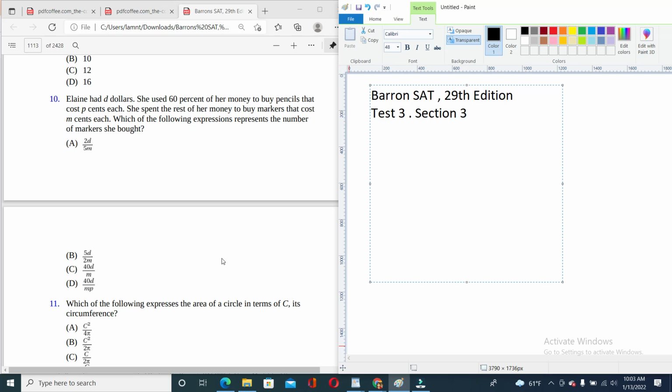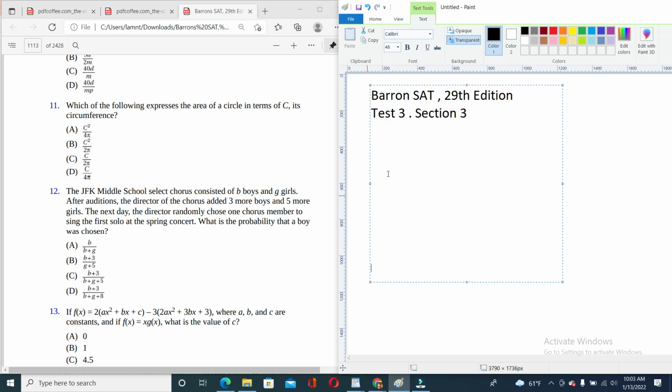So today we're gonna keep examining questions from 11 to 20 of Barron SAT, because we try to finish that part first, before we move on to do anything else.